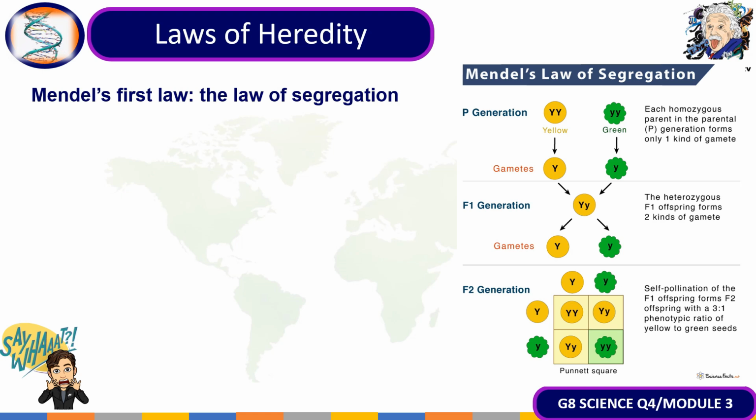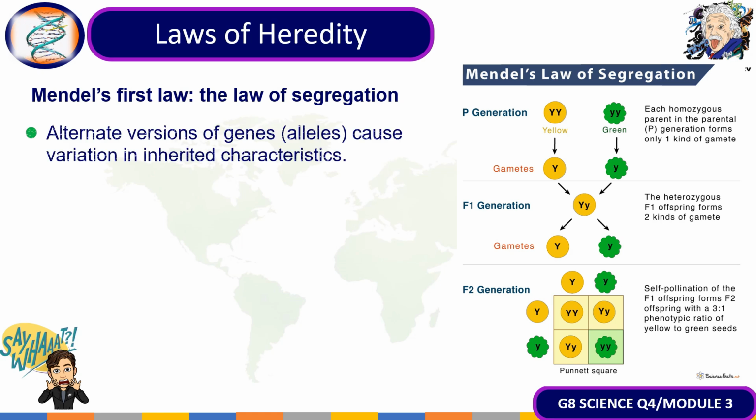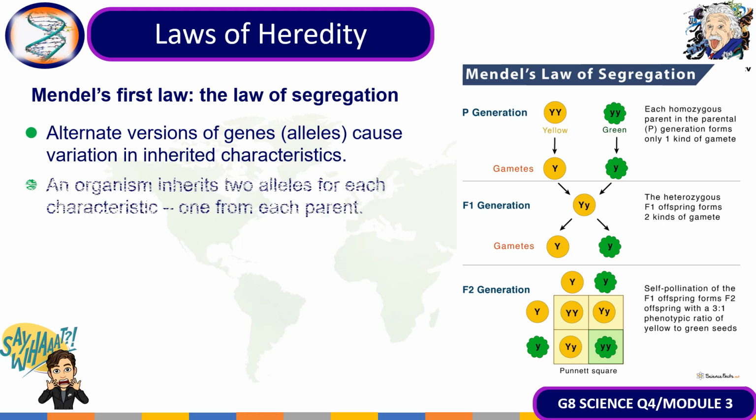Now let's proceed with the laws of heredity. After Mendel's experiment, he was able to come up with the laws of heredity, wherein the first one is known as the law of segregation. Ano nga ba yung law of segregation? Law of segregation states that alternate versions of genes, or also known as alleles, cause variation in inherited characteristics. The second one, an organism inherits two alleles for each parent characteristic, one from each parent. So for example, in a pea plant, yung color niya, it could either be yellow or green.